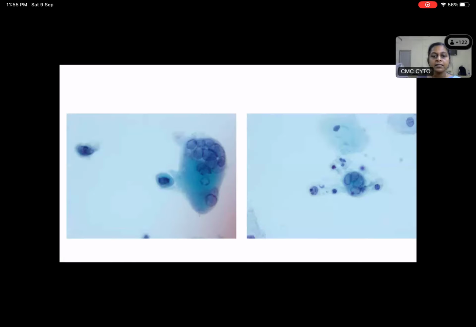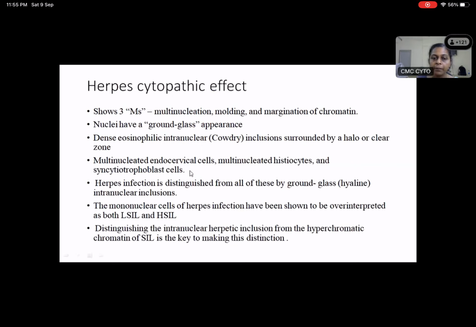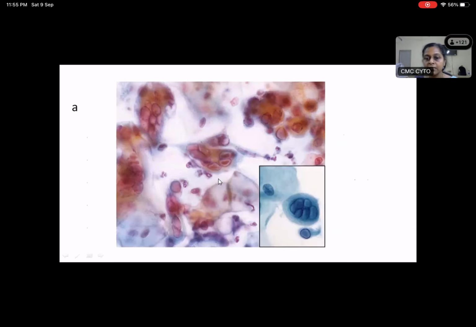The next one is herpes simplex virus. This is the typical appearance of herpes simplex. Someone had asked a question about multinucleated cells. Can they be seen in cervical smears? Multinucleated cells that are usually seen are multinucleated endocervical cells, multinucleated histiocytes, and syncytial trophoblast cells. When it comes to multinucleation, these are the differentials.